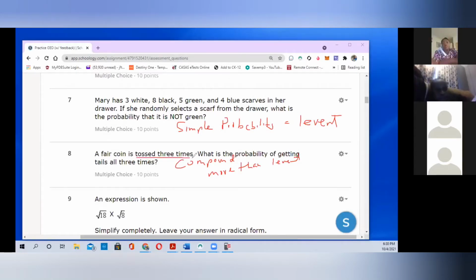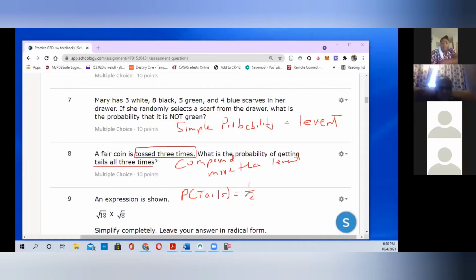A fair coin is tossed how many times? 3 times. What is the probability of getting tails all 3 times? Okay, so what is the probability of getting a tails if you flip a coin? 1 over 2. Who says 6? Jennifer. Okay, 6 is if you're talking about dice. What happened was you remembered the common examples that the GED used. They love using dice, so you always see that 6 number. That's where that came from.